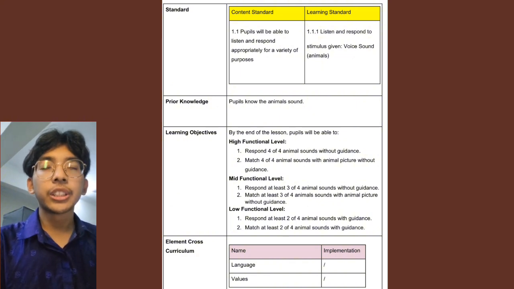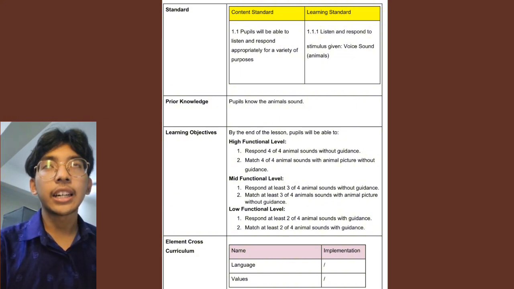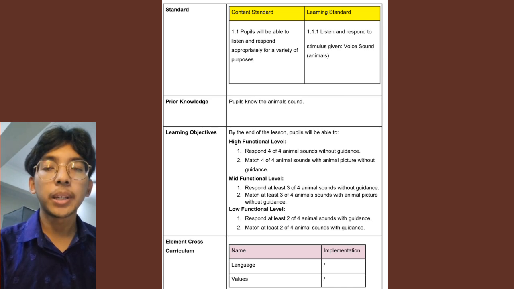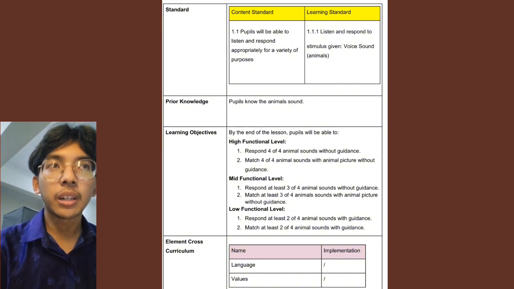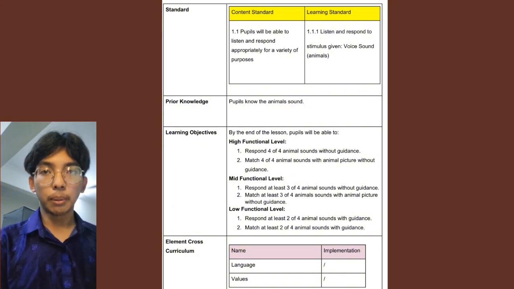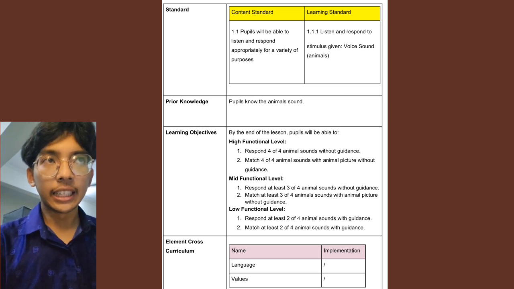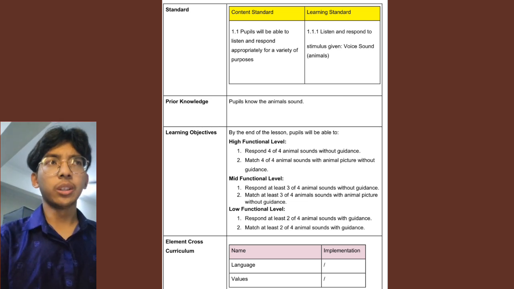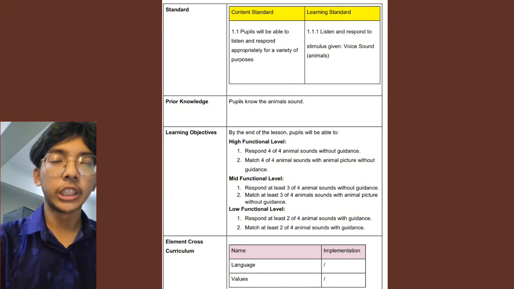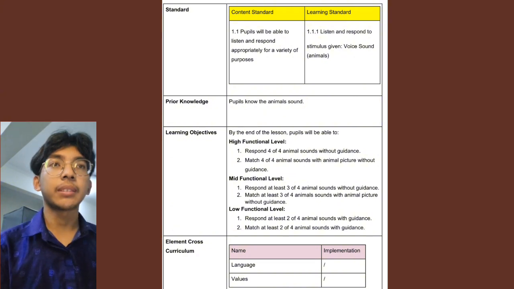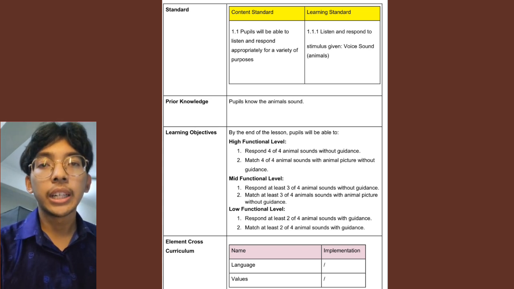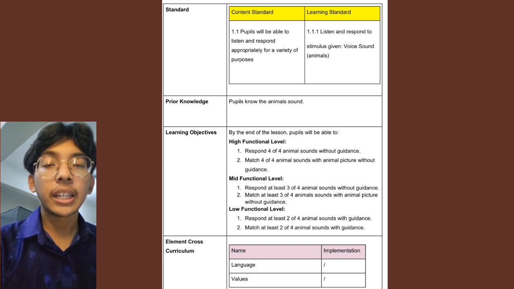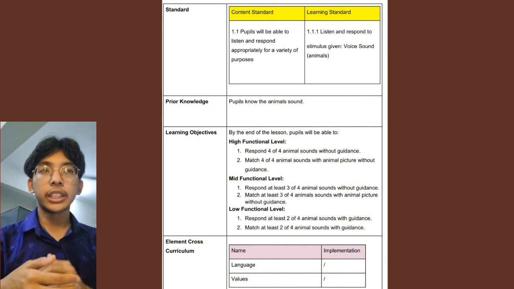For the standard that I chose, the content standard I took from the DSKP year 1, which is 1.1. Pupils will be able to listen and respond appropriately for a variety of purposes. So the learning standard of that is listen and respond to stimulus given, which is the voice sounds of animal. The prior knowledge is pupils know the animal sound.